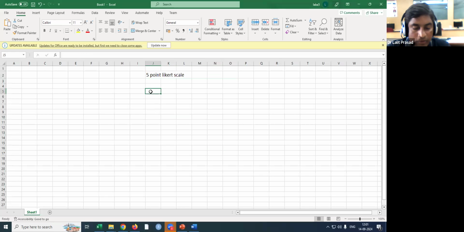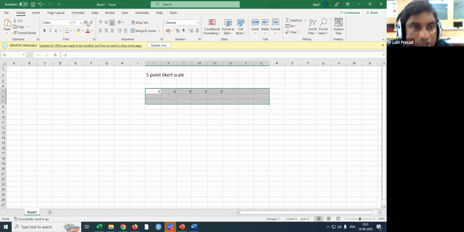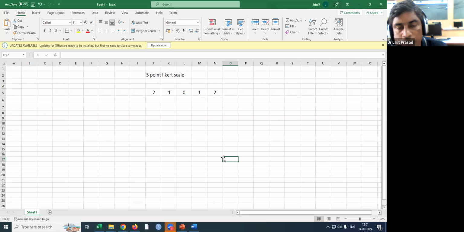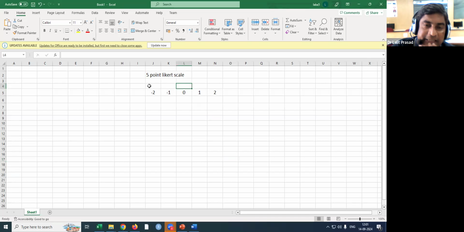So what is the value? -2, -1, 0, 1, and then 2. Suppose I am measuring job satisfaction, correct? So someone is giving a tick mark in 0 and someone is giving a tick mark in -2. What is the meaning of that?